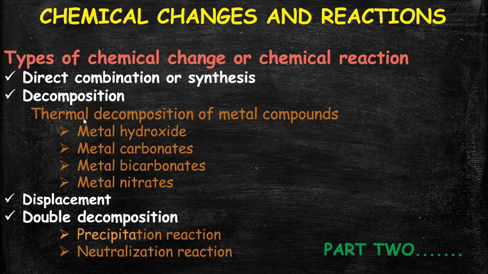In decomposition, we have further divisions like thermal decomposition of metal compounds. So how it reacts with metal hydroxides, metal carbonates, bicarbonates and nitrates, we are going to see all that. And in double decomposition, there are further classifications like precipitation reaction and neutralization reaction. And this is the part 2 video of this lesson. Okay, shall we go to the class?